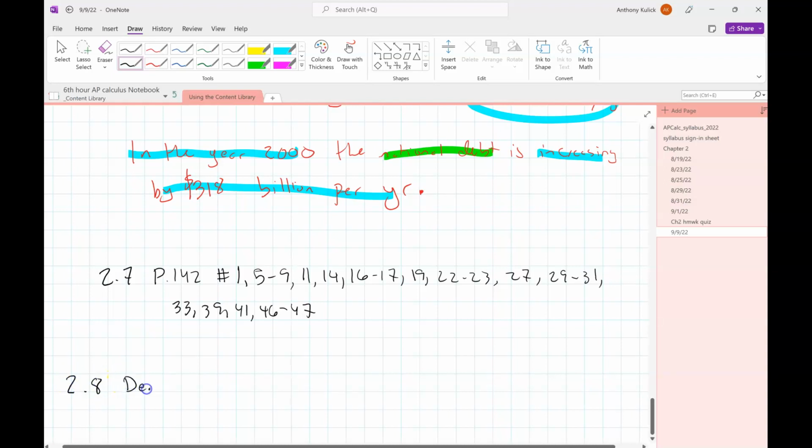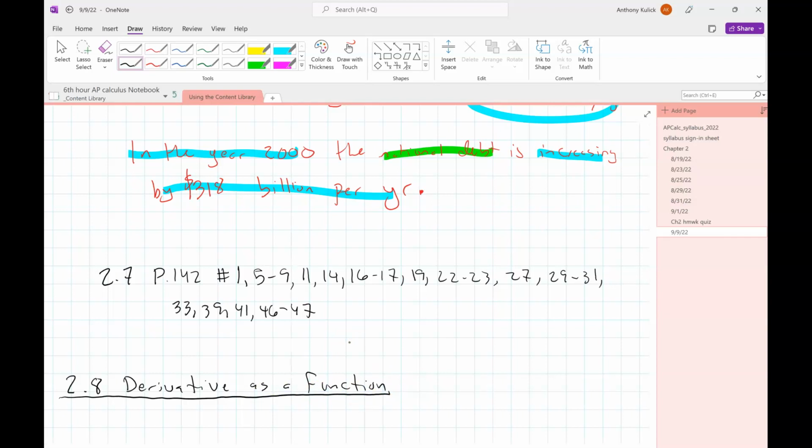2.8 is the derivative of a function. Well, that was what we were talking about. Yeah, we were talking about derivative as a rate of change. We're finding specific values of a derivative. It's a circle, man. It rolls.